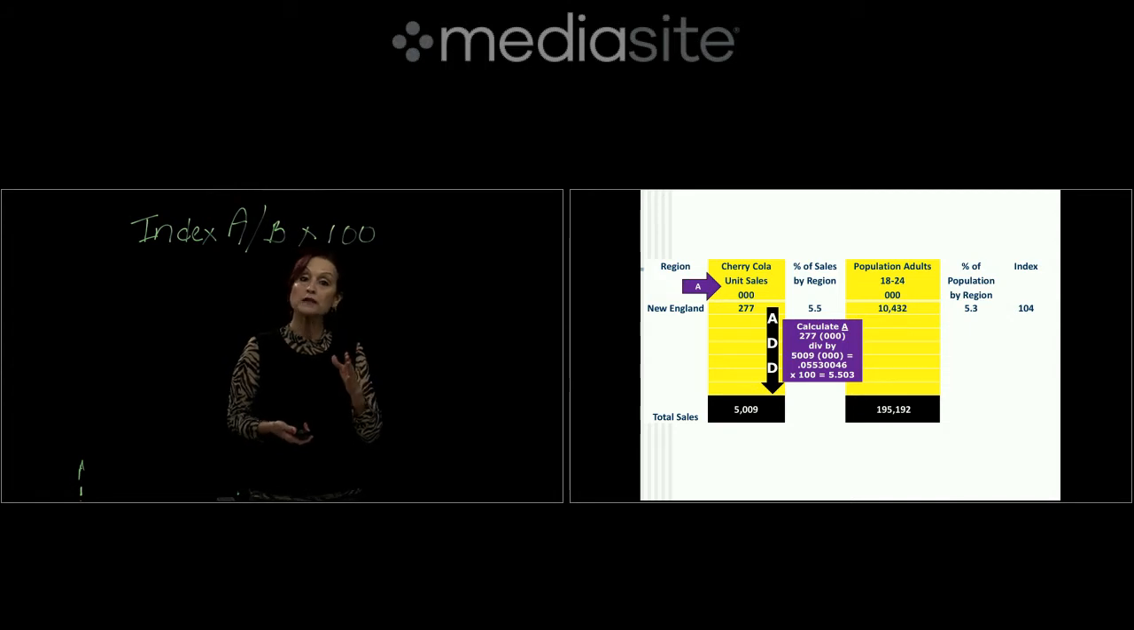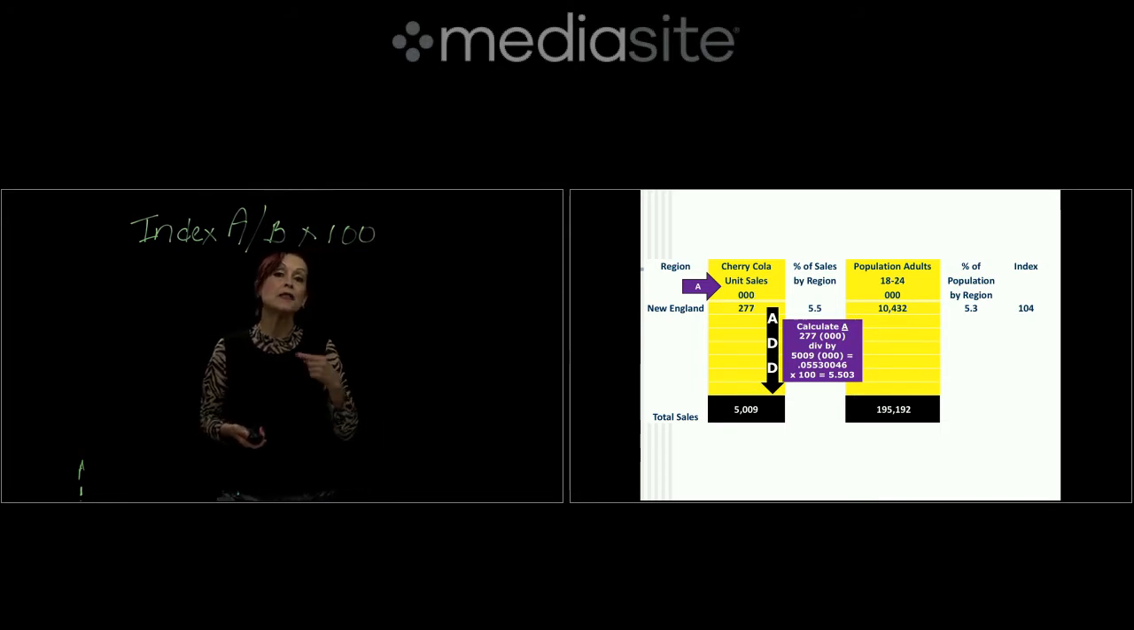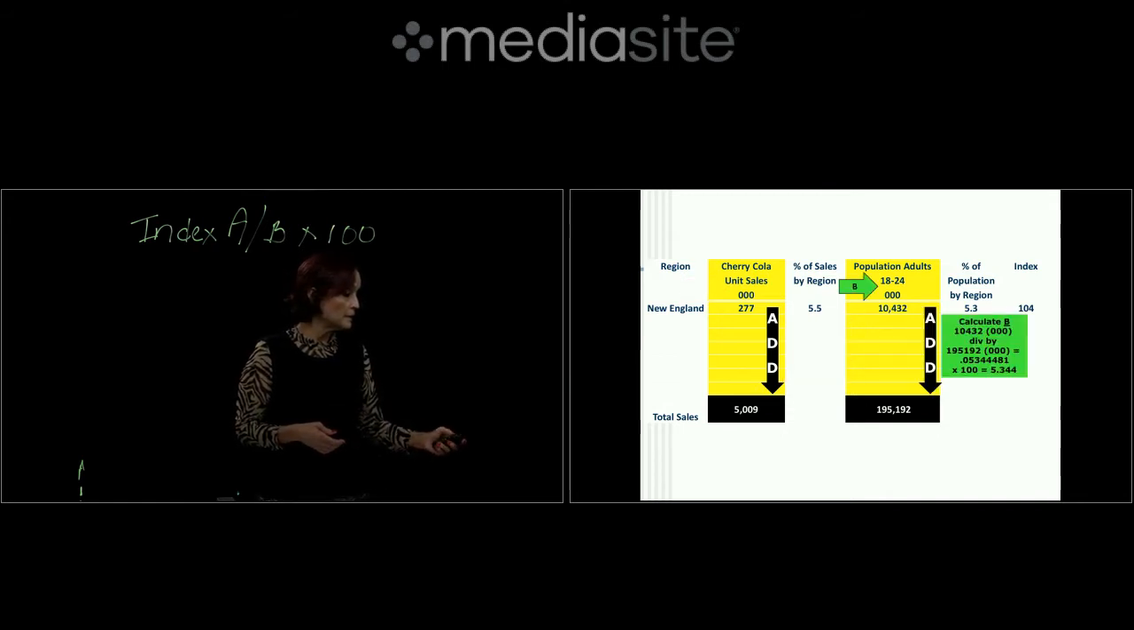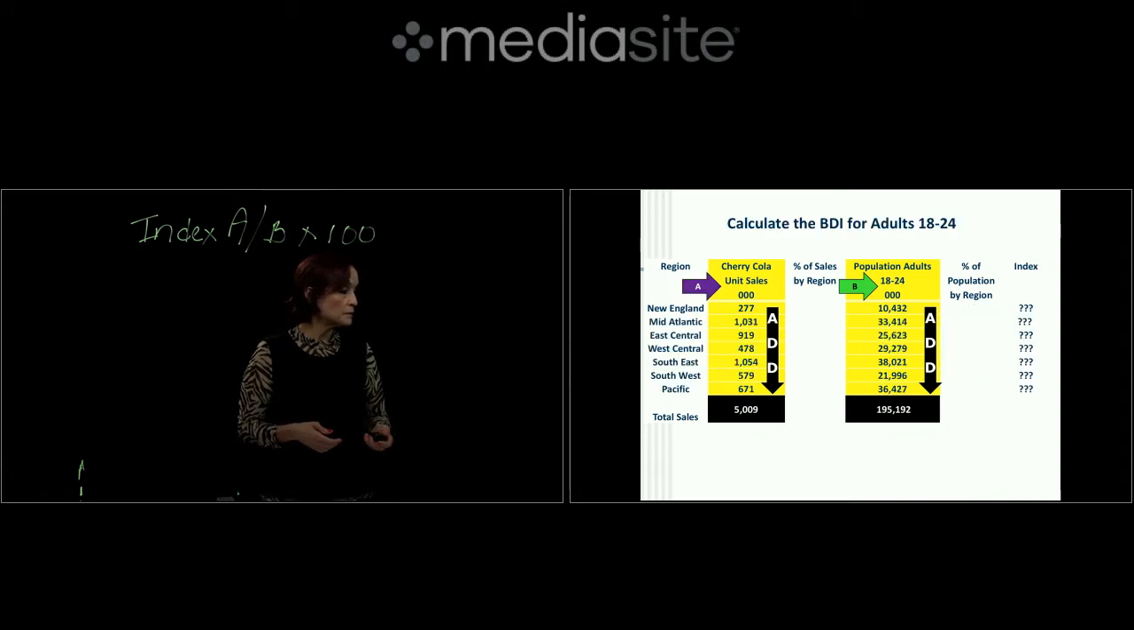So again, what you're going to do is add unit sales of cherry Coca-Cola. I'm not going to write all the numbers, I'm just going to write the total. But you have to write the unit sales for cherry Coke for all the regions. So for example, if you see in the chart, New England is 277,000. And again, see the three zeros on top.